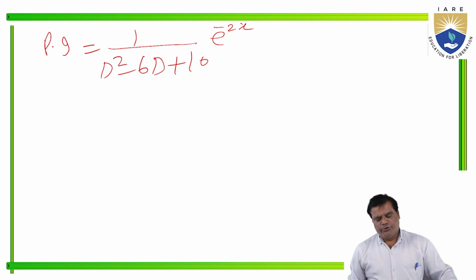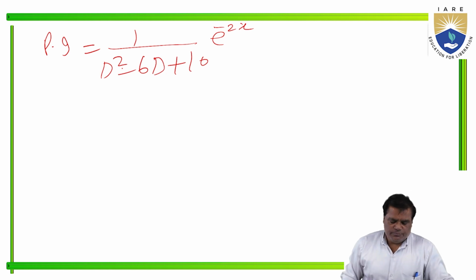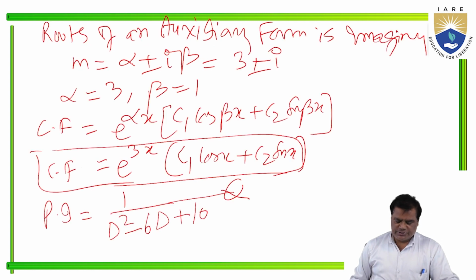So this is not 0 here. Putting minus 2: 4 plus 12 plus 10, and that is not 0. Minus 2 means plus 12 and plus 4. So this function is not 0, and this does not arise in this case.